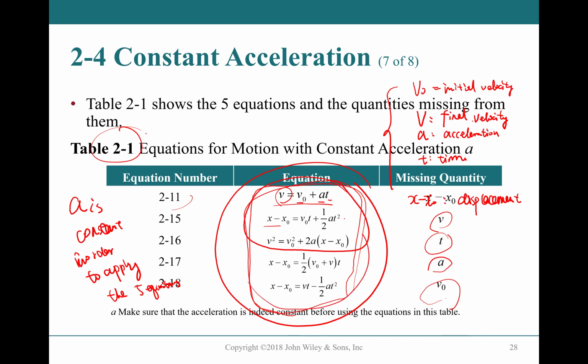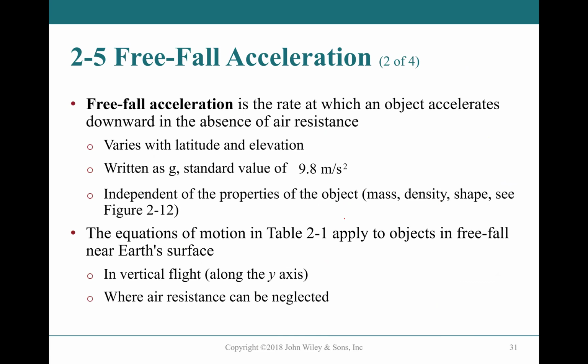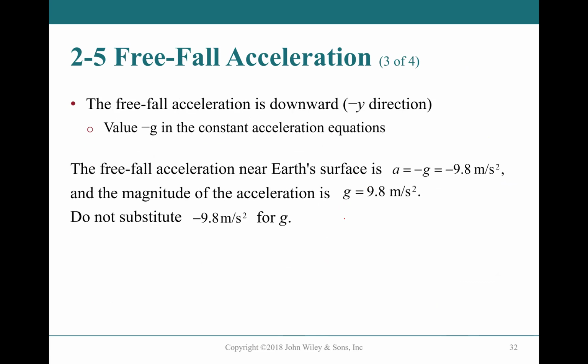And we can apply the equations here because your a equals negative g, which is a constant, and we can apply these four equations to any of our calculations. So we have the definition here. The value of negative g is what we should apply in the equation. Remember, g is a constant, but a equals negative g, okay? Because we define going up as positive.